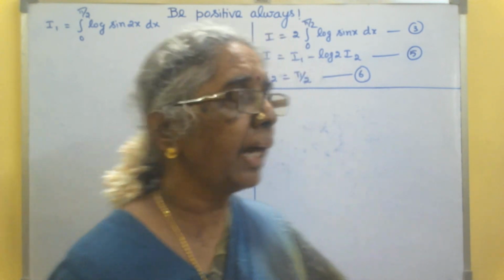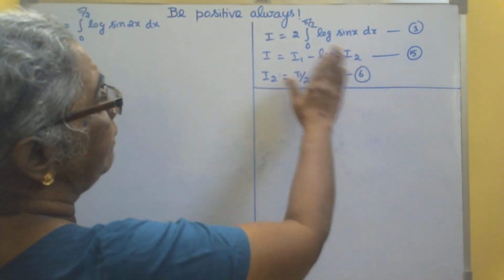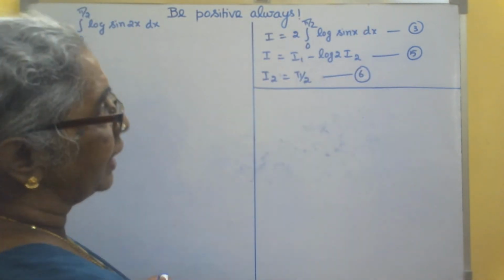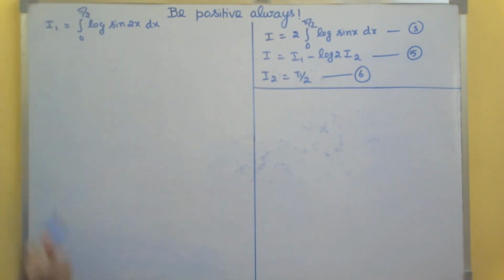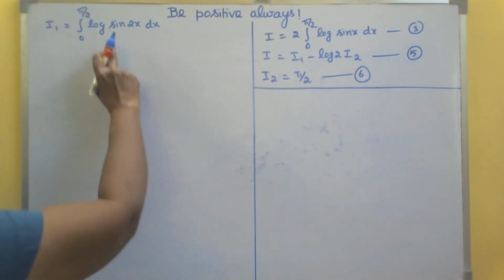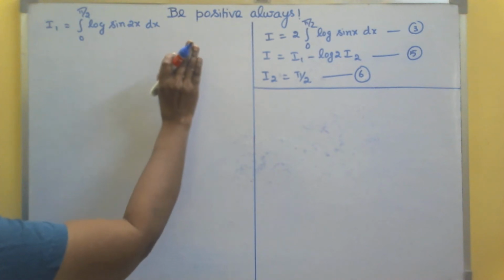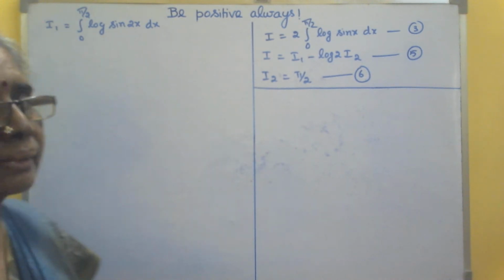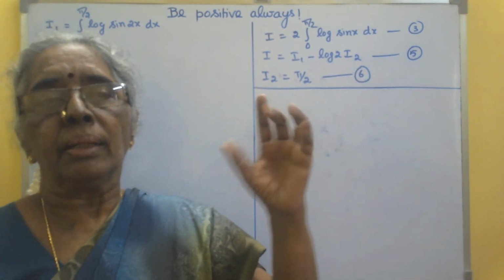Now let us proceed with I1. Just that 3, 5 and 6 I have written here because we need that. So now I1 is integral 0 to pi by 2 log sine 2x dx. Now I want only sine x, then only I can relate it to the I.